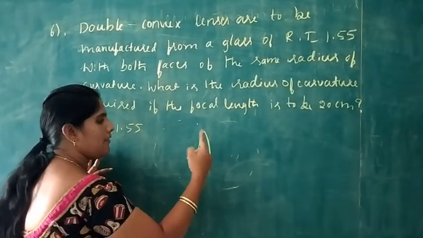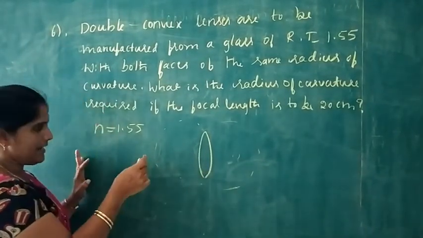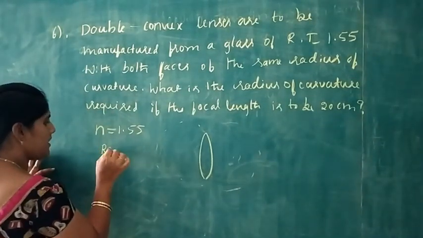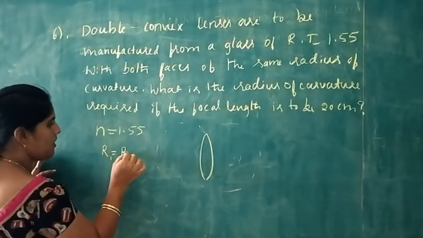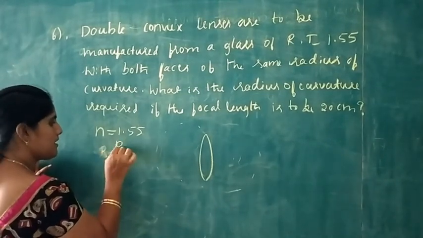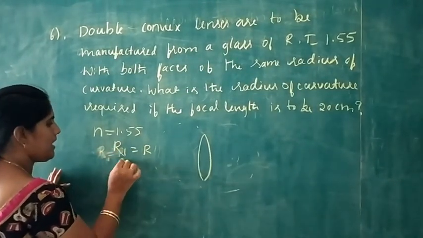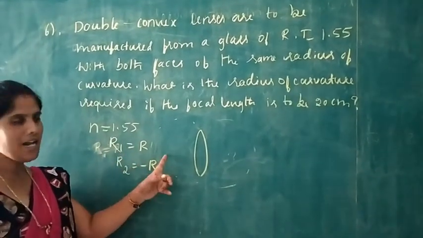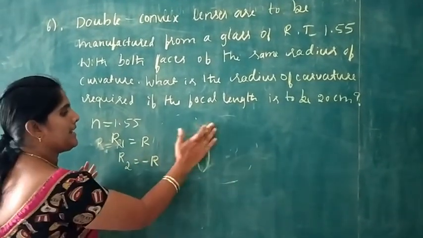So if R1 is positive, then R2 is negative. But the magnitudes of R1 and R2 are the same. So R1 is equal to R, and R2 is equal to minus R. Here R1 is equal to R and R2 is equal to minus R.